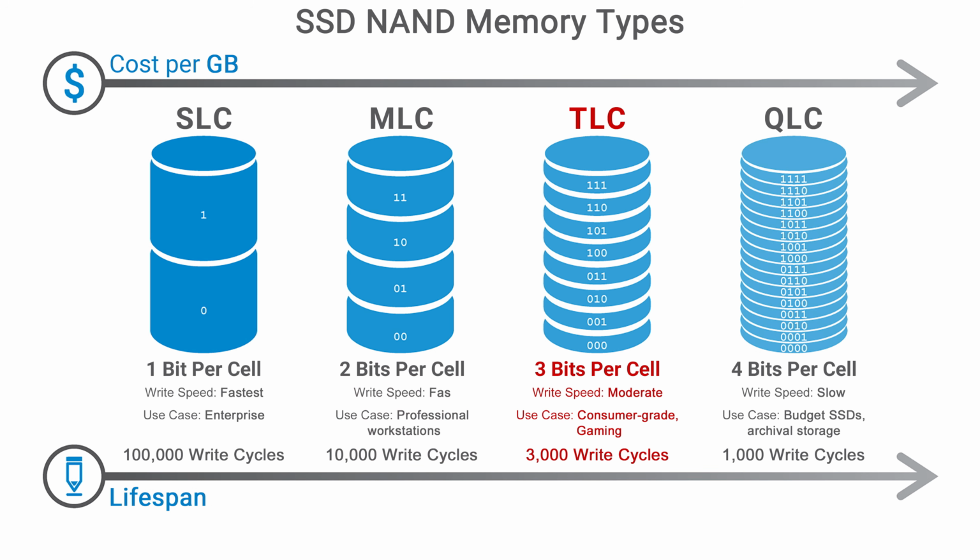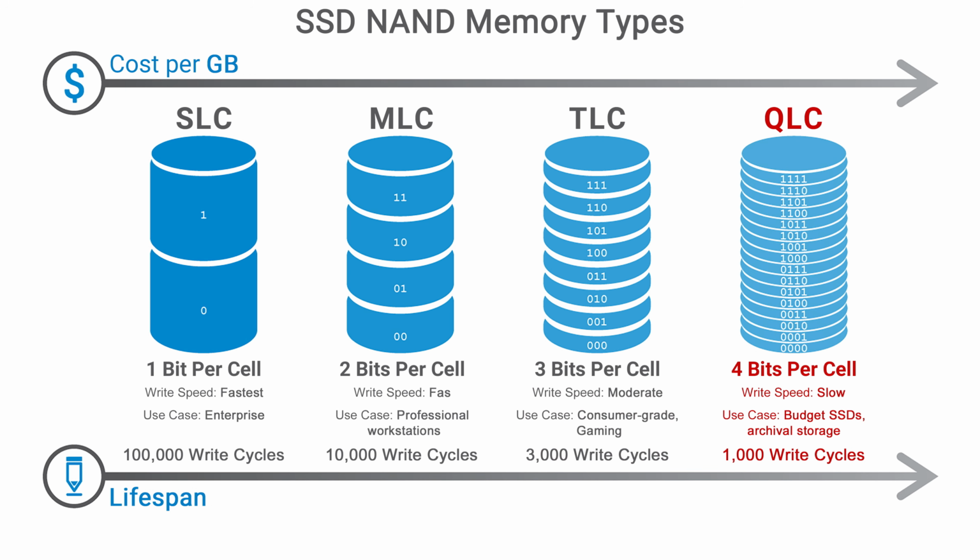Triple-level cell, TLC, stores 3 bits per cell. TLC is the most common NAND type in consumer SSDs due to its affordability and lower cost per gigabyte compared to SLC and MLC. For most users, it offers sufficient speed, higher storage capacity, and durability up to 3,000 write cycles. Commonly used in consumer SSDs, gaming systems, and general-purpose computing. Disadvantages: slower write speeds and shorter lifespan than MLC and SLC.